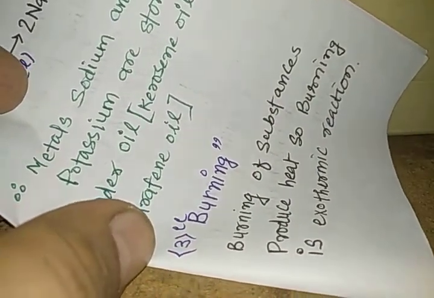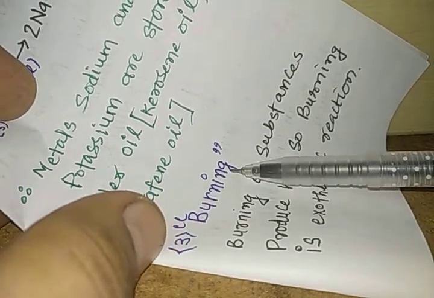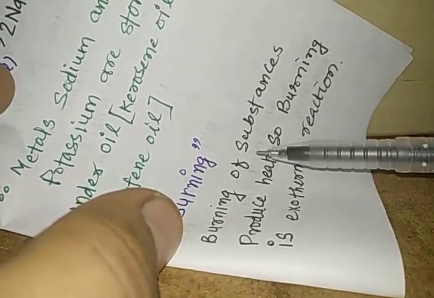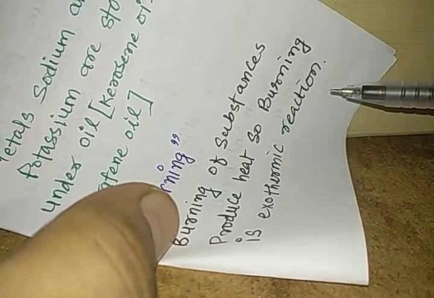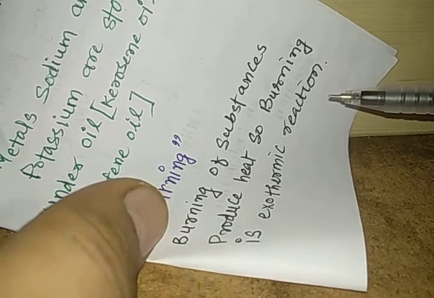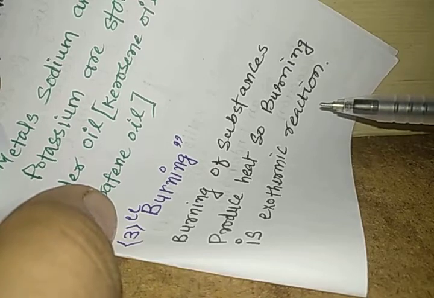Third example of exothermic reaction is burning. Burning of a substance produces heat, so burning is an exothermic reaction. You might have seen that from burning wood or burning coal, we get heat.